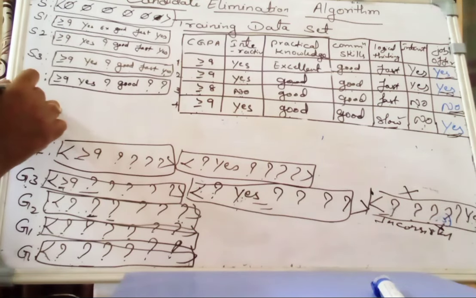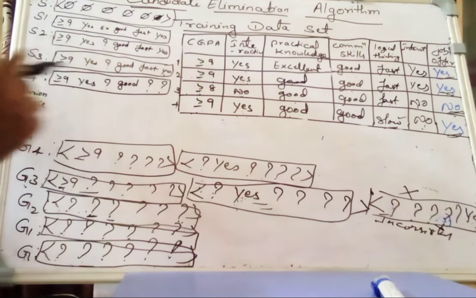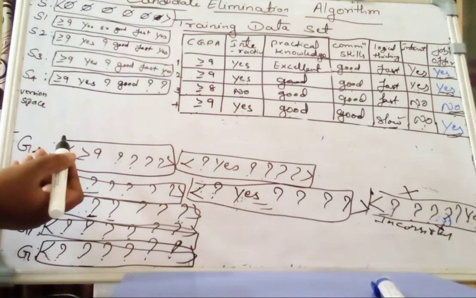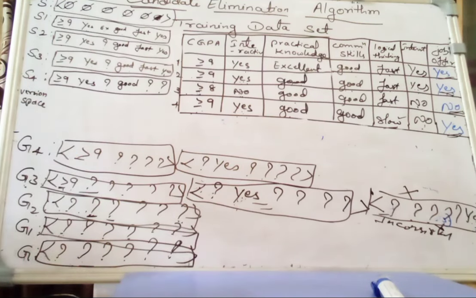And last, we have to obtain the version space. So next we have to generate the version space. Now we have to take the combination of both S4 and G4 and merge them. After merging, you will get a set of hypotheses. That is the final version space we are expecting, the consistent hypothesis set we have to generate.